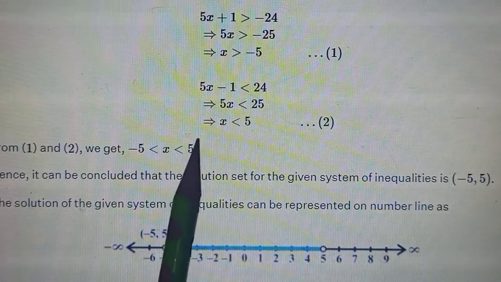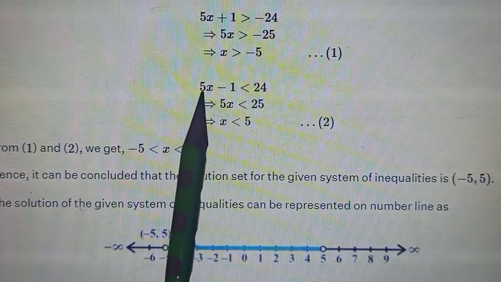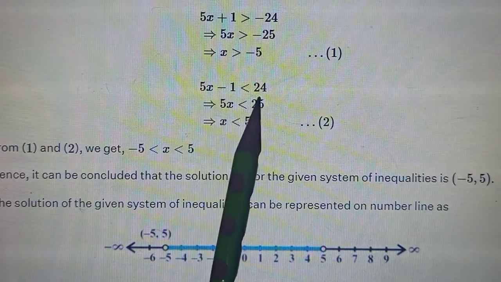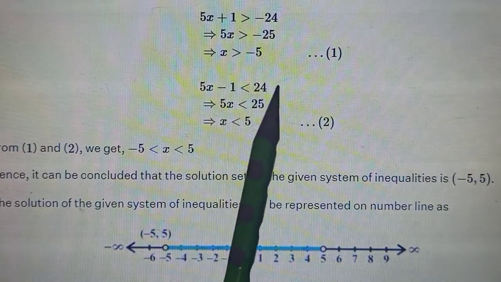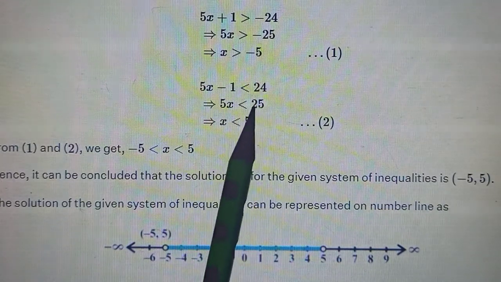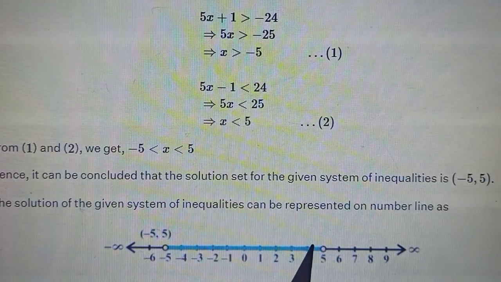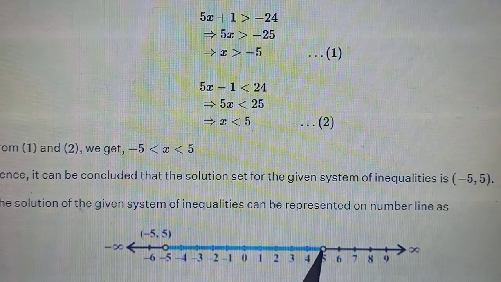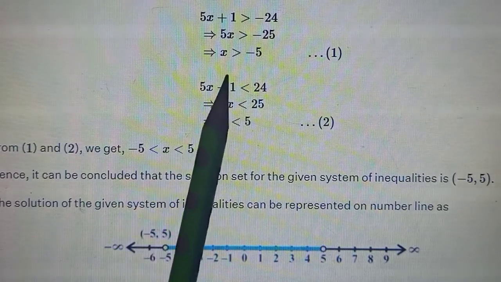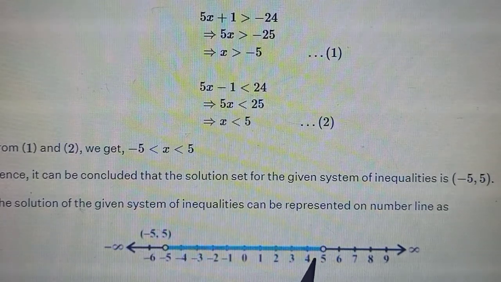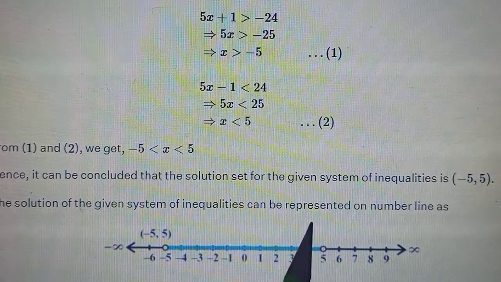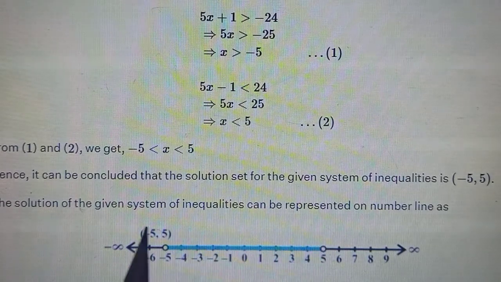And then next inequality was 5x minus 1 is smaller than 24. So plus 1, this will become 25, and dividing by 5, x would be smaller than 5. So x is 5, not included, neither minus 5, because there was no equal to sign. Okay, so that we have seen earlier only. So this time the shading will be smaller, means this way.